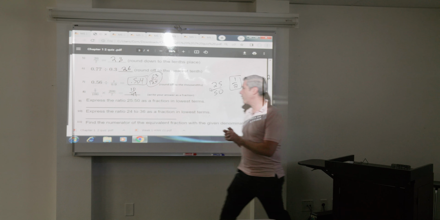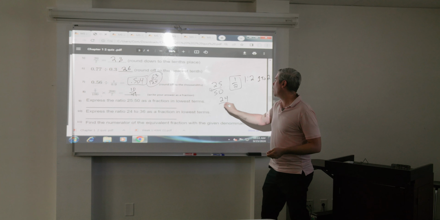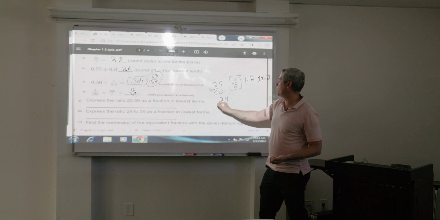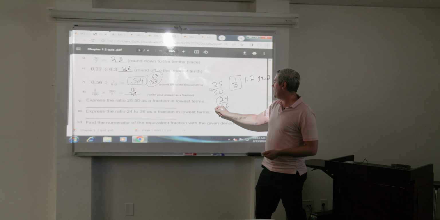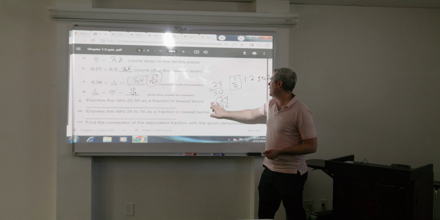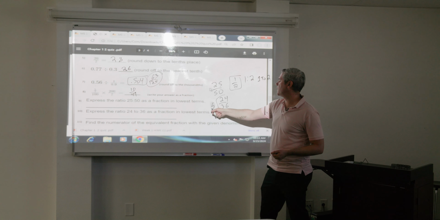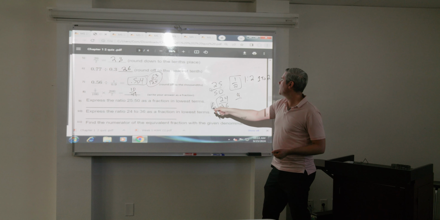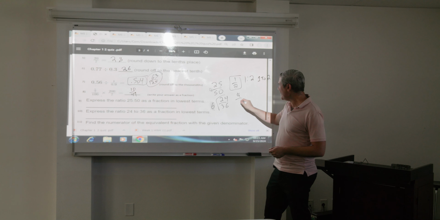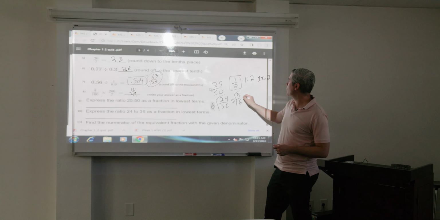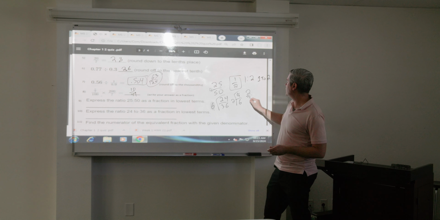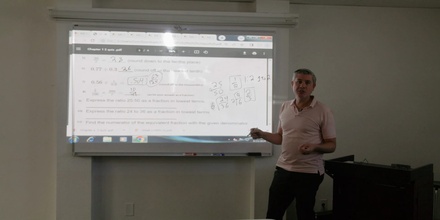Express the ratio 24 to 36, so 24 over 36. I could divide both numbers by 8. No, not 8, but for sure 4. Maybe 6. Why not? Let's divide both numbers by 6. 6 goes into 24 4 times. 6 goes into 36 6 times. I could have divided by 12. My bad. Let's divide again by 2. 2 goes into 4 twice. 2 goes into 6 3 times. So my correct answer is 2/3.